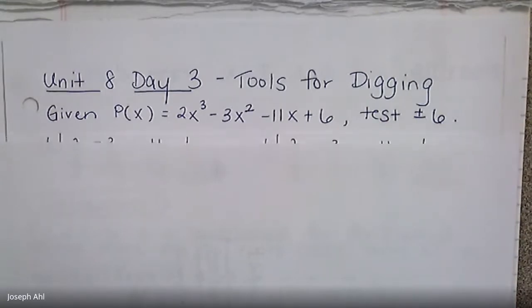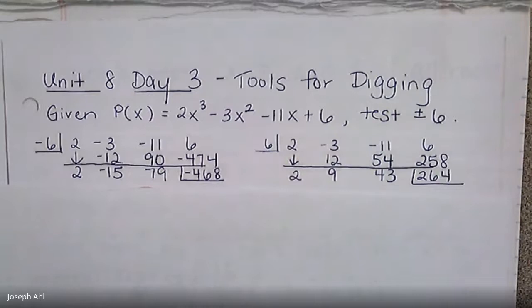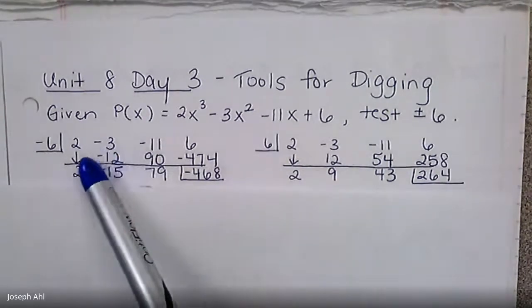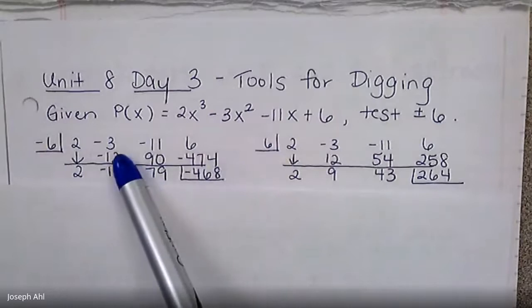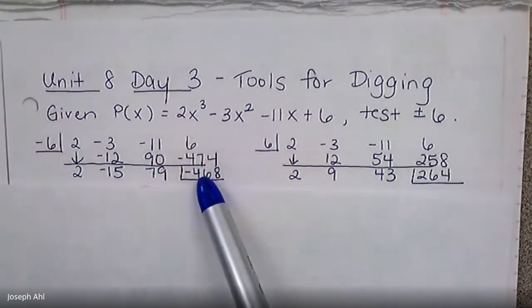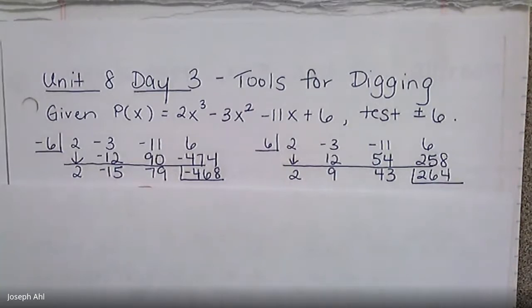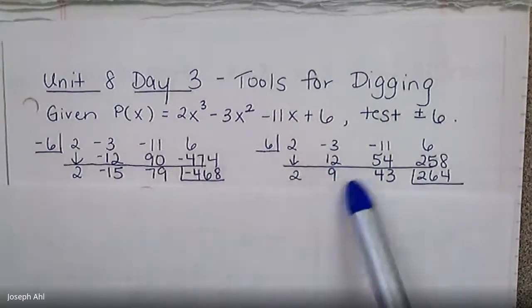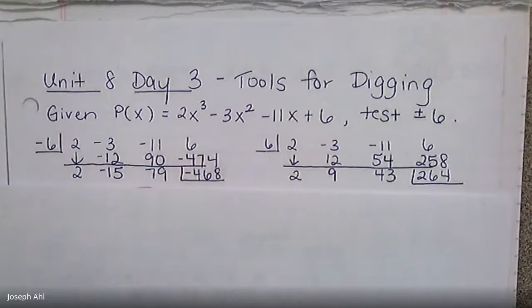The first thing I'll show you is that I tested negative 6. When I tested negative 6, I brought down the 2, and you see that things go off the rails pretty quickly. The values get bigger and bigger, and eventually you get a remainder of negative 468. So when I go to graph this function, I know that (negative 6, negative 468) is a point on the graph. Similarly, when you test positive 6, these values start to grow pretty quickly, and the remainder there is 264. But even though these are not roots, there are some good conclusions we can draw about testing negative 6 and then testing positive 6.